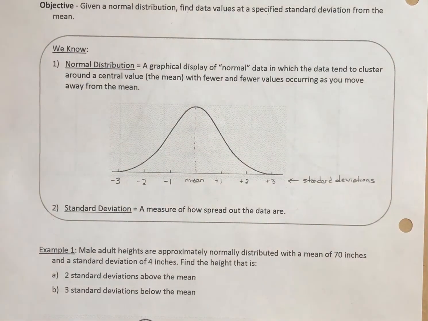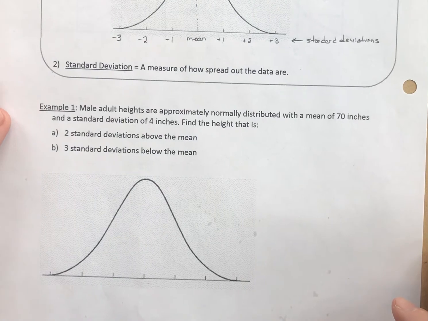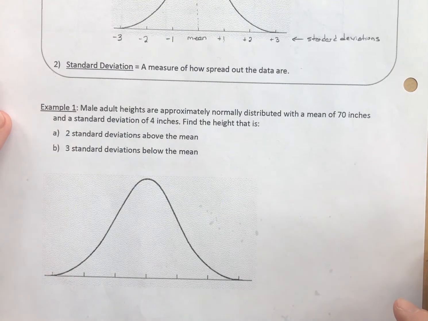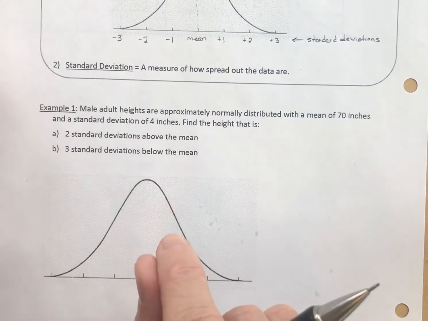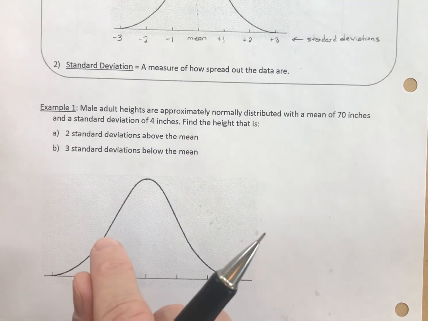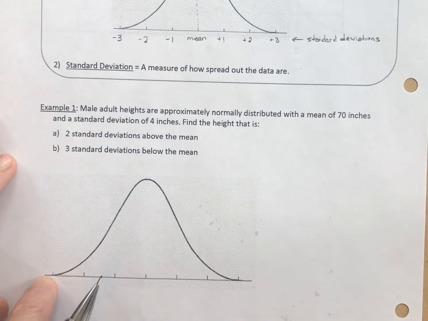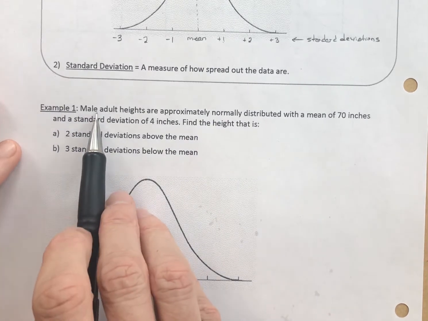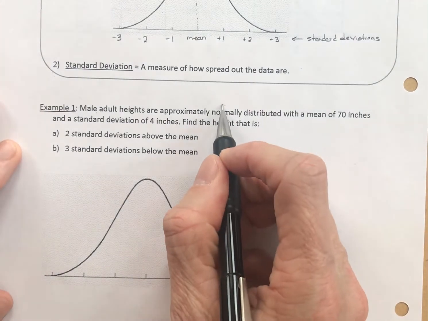So let's use this to find some data values. I've mentioned before, maybe a couple of times, that adult heights are normal. There's a mean of all male heights, and the vast majority of men tend to be pretty close to that mean. There are very few people who are really, really tall, and very few people who are really, really short.